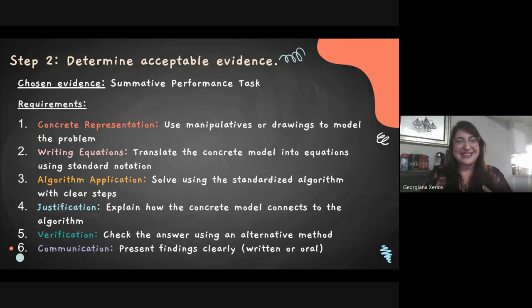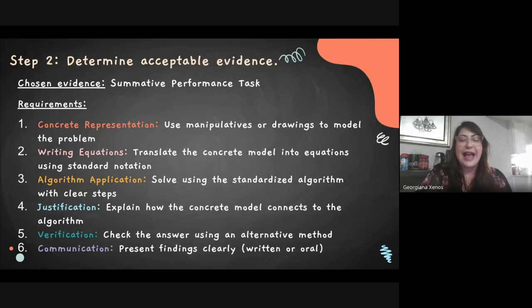Now you'll notice these 6 things come again directly from the standard. So first, concrete representation, right? They have to use a concrete representation of models. So that's going to be them using manipulatives or drawings to model the problem. Expectation 2, writing equations. They have to translate the concrete model into equations using the standard notation, just essentially taking it from model to standard algorithm. Third, we have algorithm application, which aligns to the third part of our TEK.